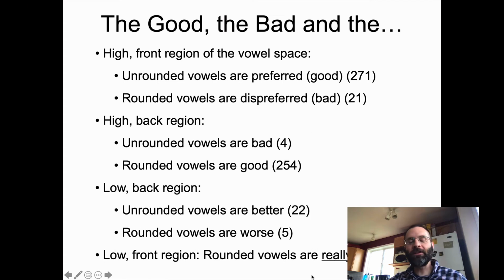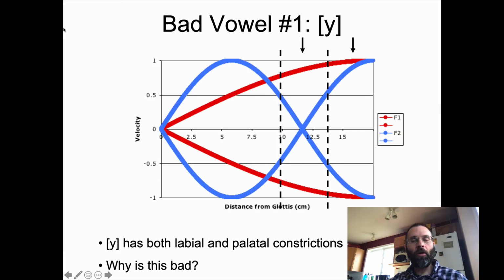But where rounding is really not possible is that low front region. So that's a bad vowel. It's dispreferred across the languages of the world. Okay, so let's think about this.